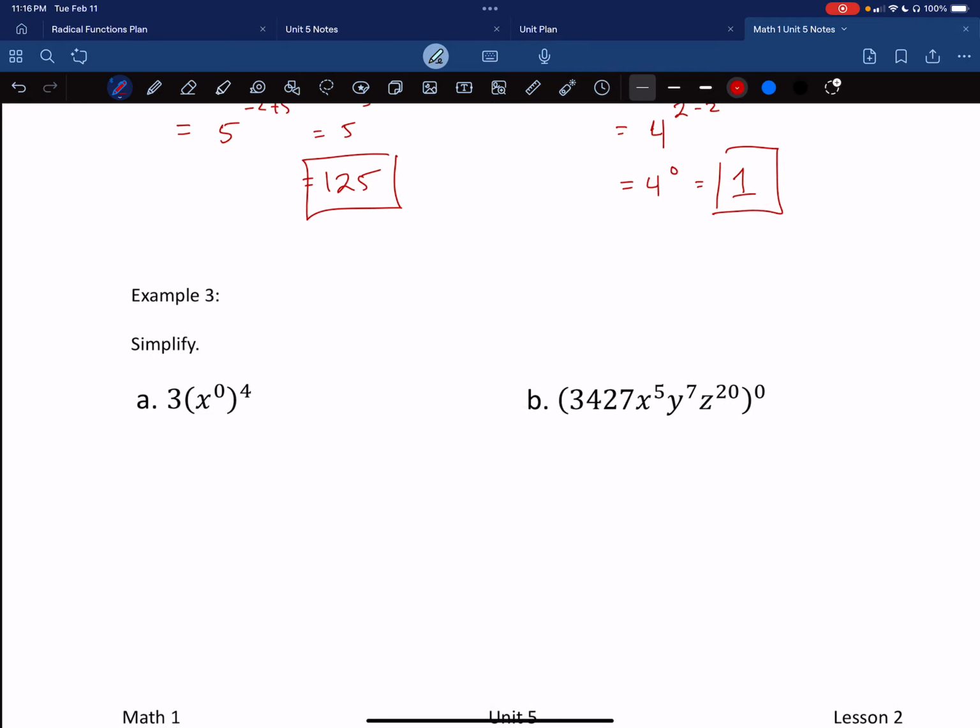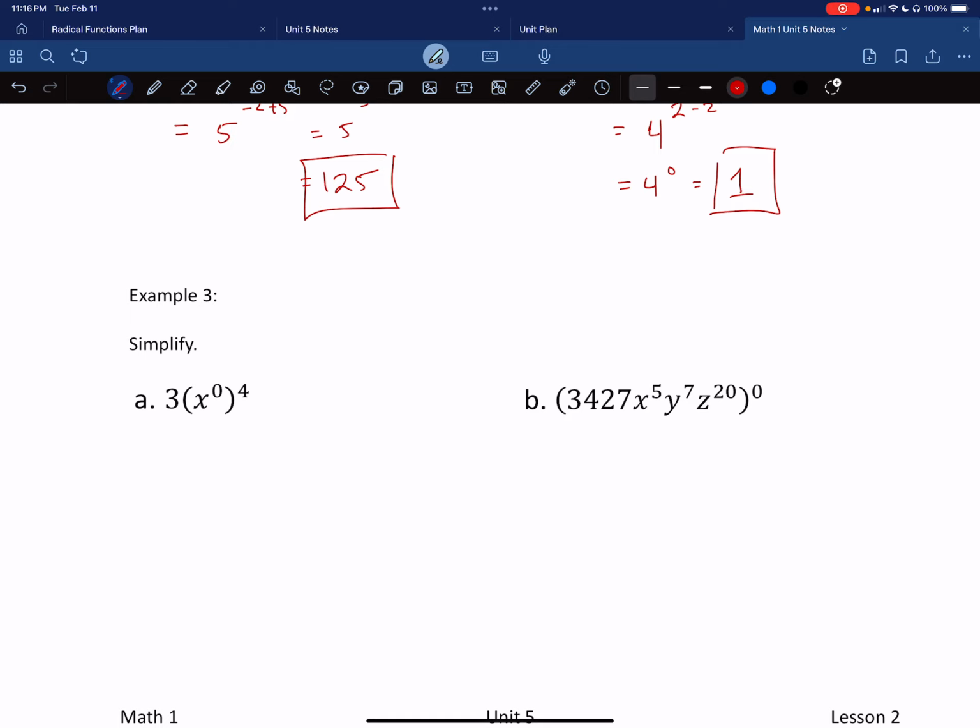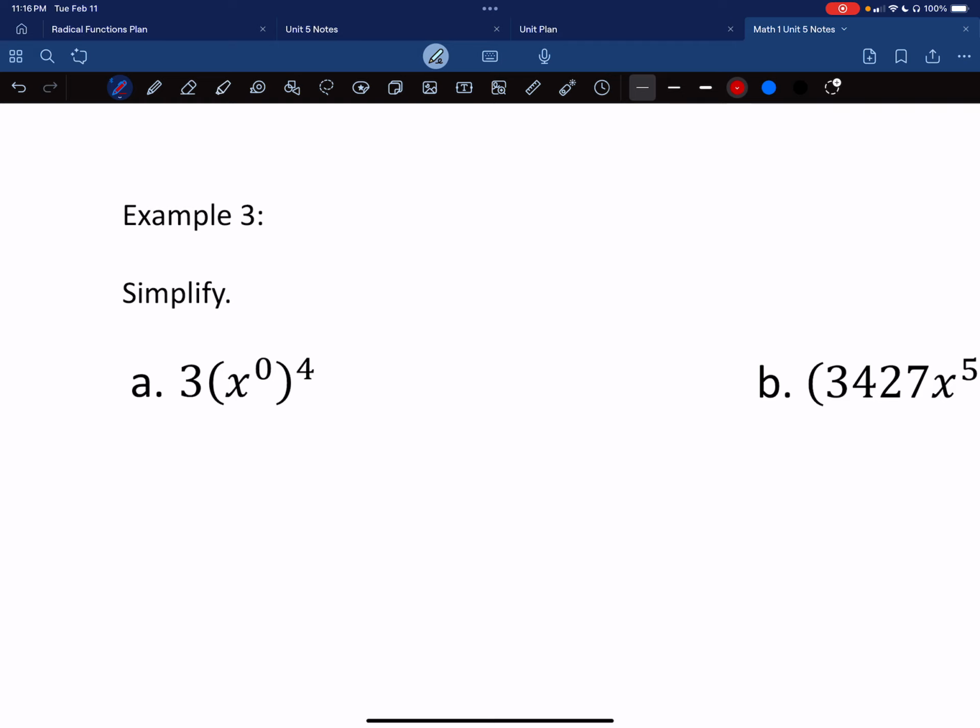All right, so when you have 0 powers, you really got to pay attention to where that power is, though. So if we look at example 3a, I have 3 times x to the 0 power times 4. So let's go ahead and take care of the powers that are easy to take care of. If I look at the inside, x to the 0 power is just 1 to the 4th power. Well, 1 times itself 4 times is just 1, so this is going to end up being 3 times 1, or just 3.